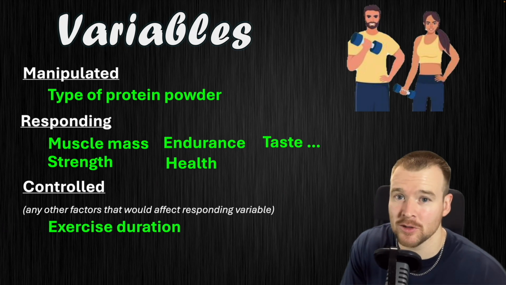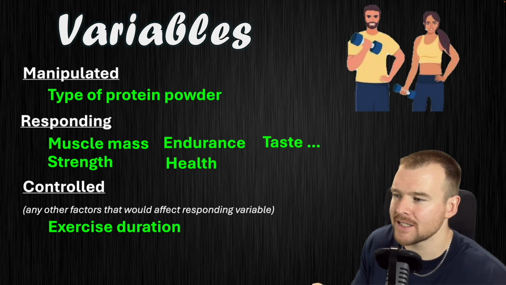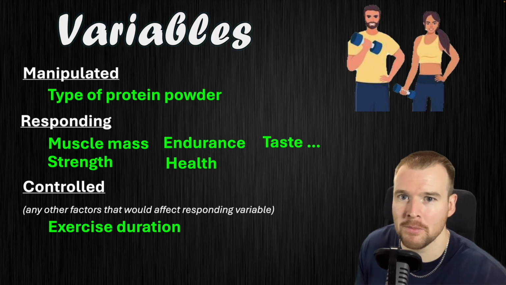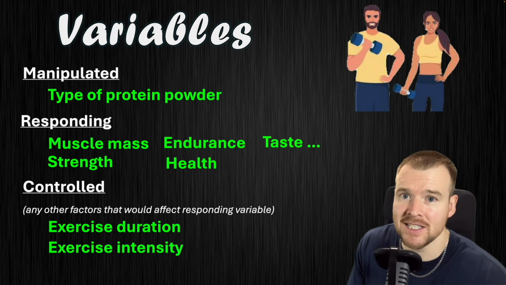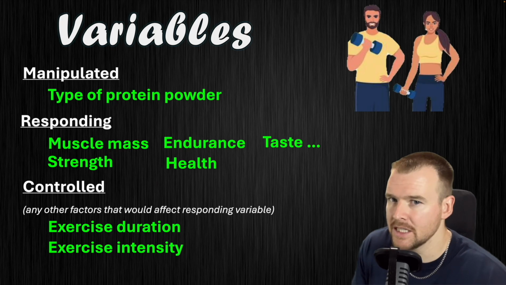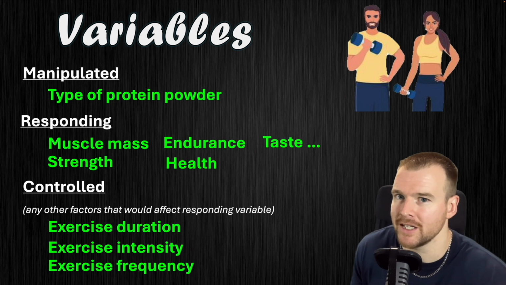Well, exercise duration. If someone is going to be working out for a short time or someone a long time, that's going to affect how they're going to put on muscle or how much stronger they're going to get. Exercise intensity. If someone was lifting a lot of weight, someone was lifting a little bit, that would also affect how much muscle they're going to get. Exercise frequency. Do they go 5 times a week? Do they go twice a week? That's going to affect how much muscle they get.